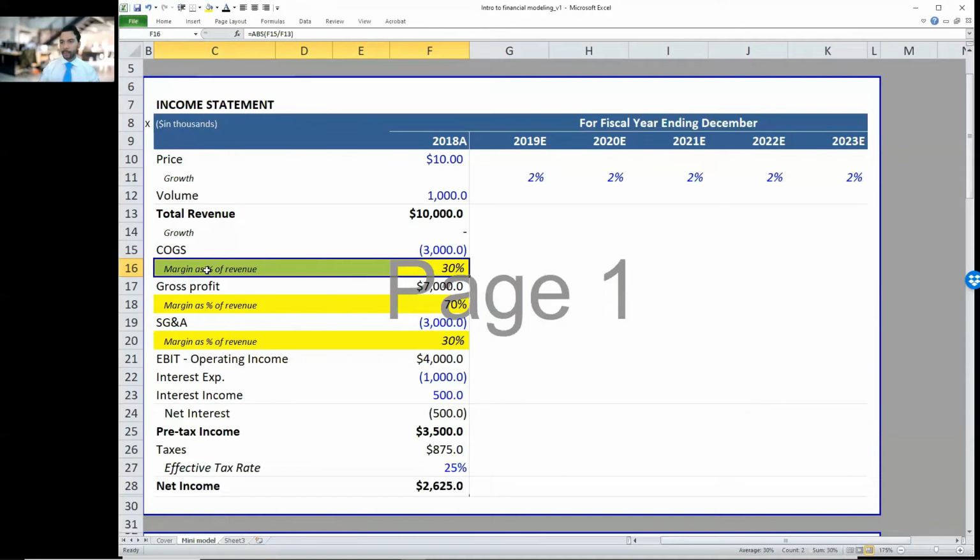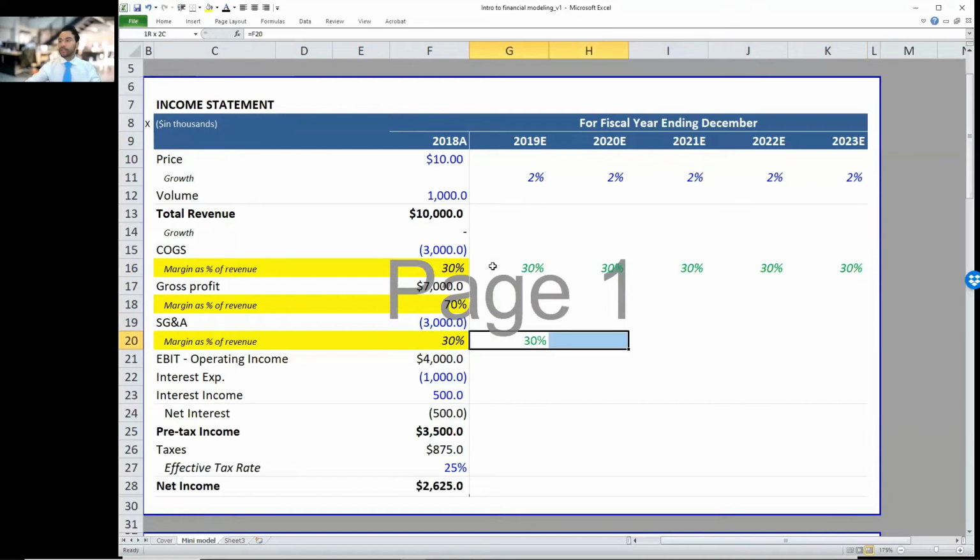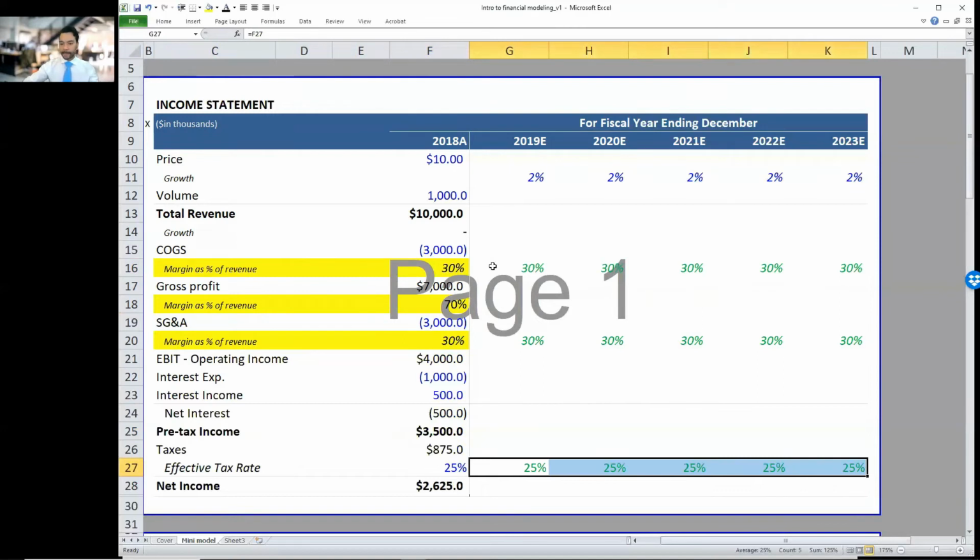So here's what I'm going to do. Number one, for cost of goods sold equals, I'm going to set 2019 equals to 2018. There it is. And I'm going to drag it across to the right. I'm going to do the same thing for SG&A. I'm going to set it equals to the previous year and drag it across to the right. There it is. And of course, I'm going to do the same thing for my taxes. Equals. Set it equal to the previous year, drag across to the right.